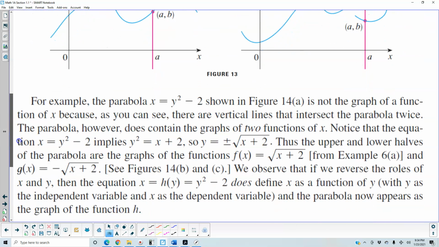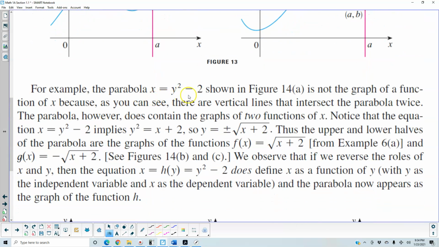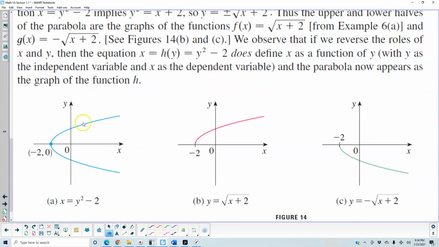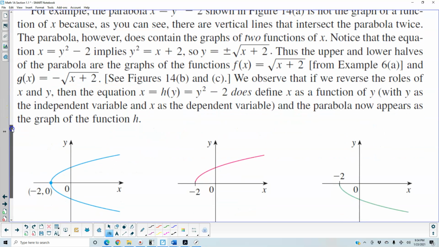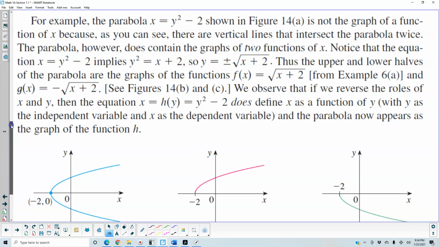Now, for example, the parabola x equals y squared minus 2 is shown in figure 14a, which is right here. It is not the graph of a function of x because, as you can see, there are vertical lines that intersect the parabola twice. The parabola, however, does contain the graphs of two functions of x. Notice that the equation x equals y squared minus 2 implies y squared equals x plus 2.